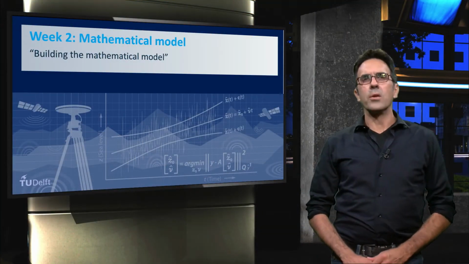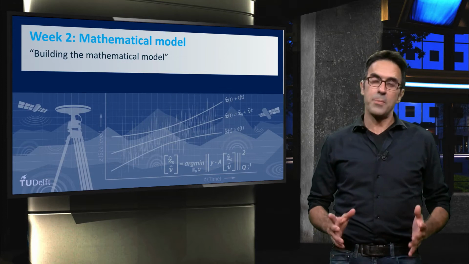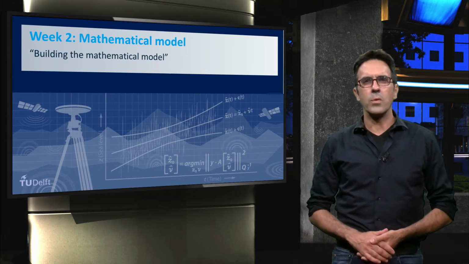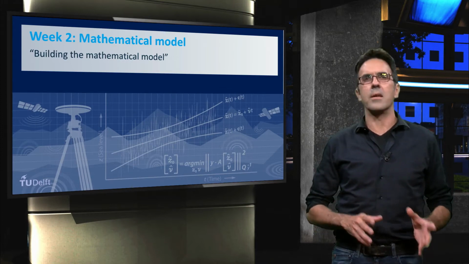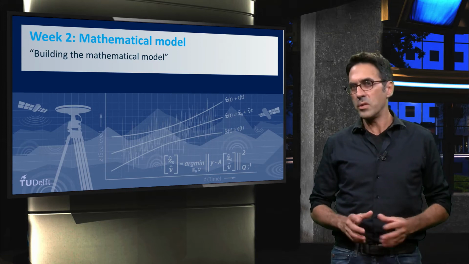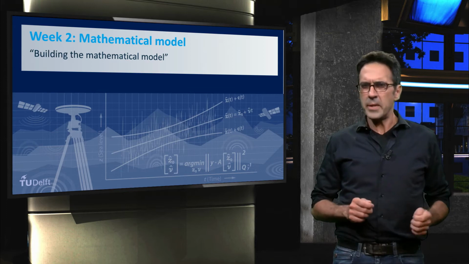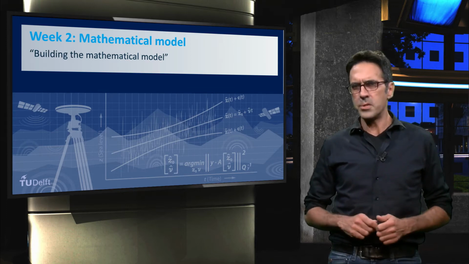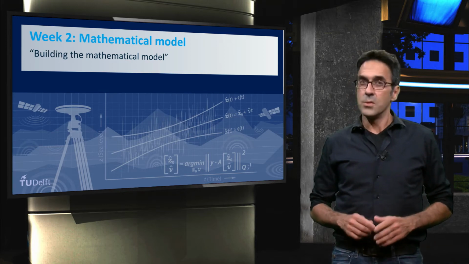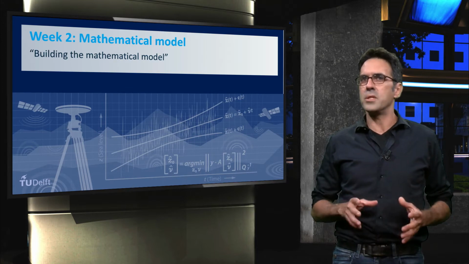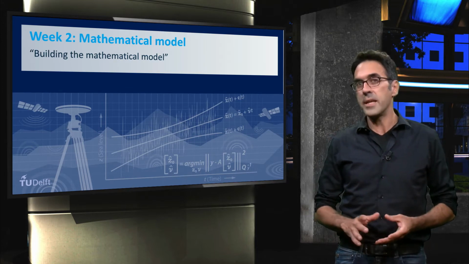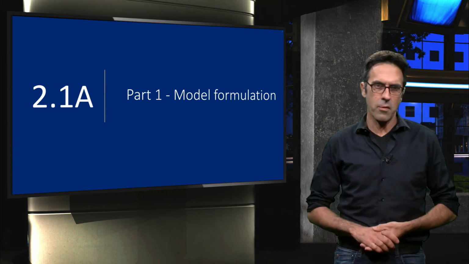Last week, we looked at estimation problems from a rather abstract point of view. We identified the problem of linking and unlinking a mathematical model to a real-life situation. We also discussed how to systematically discriminate various components in the problem. So now it is time to dive into this mathematical model. And this lecture is about the model formulation.